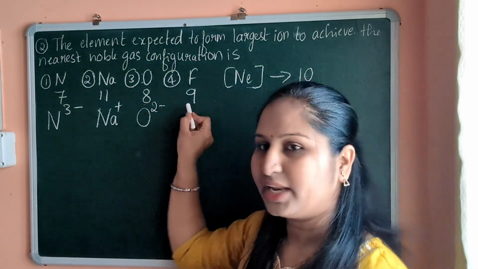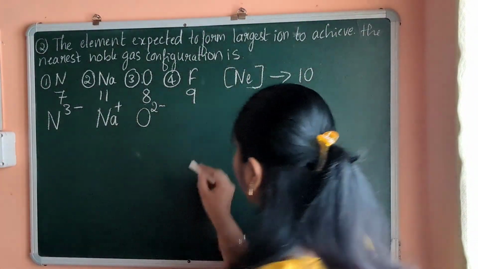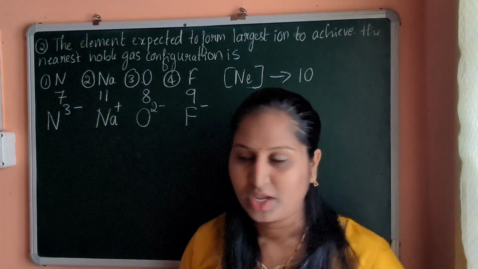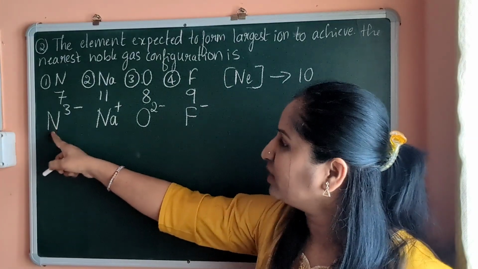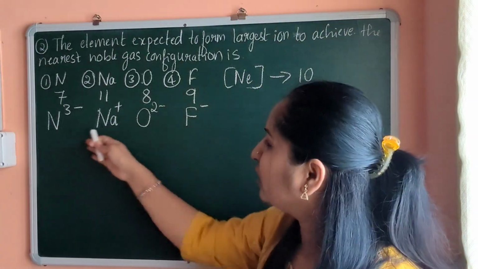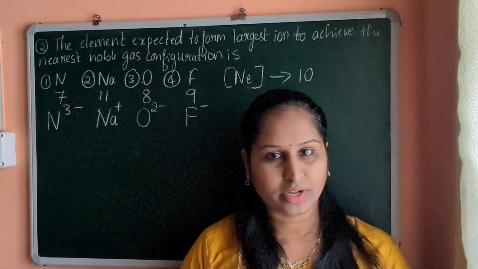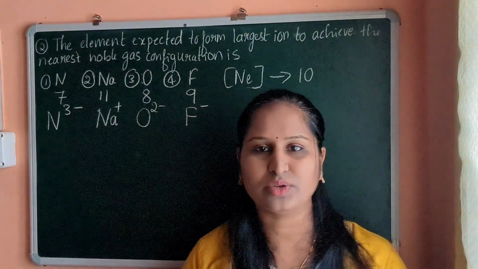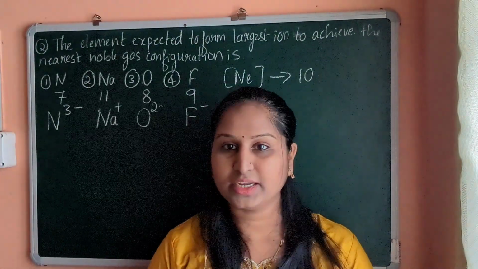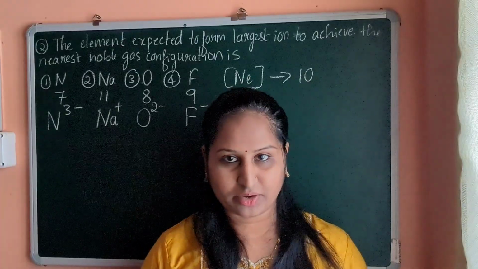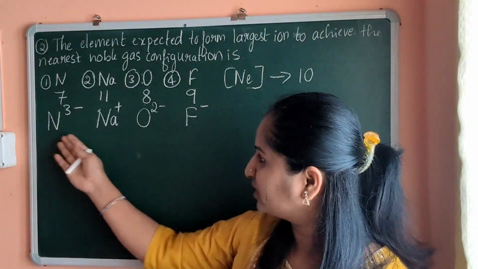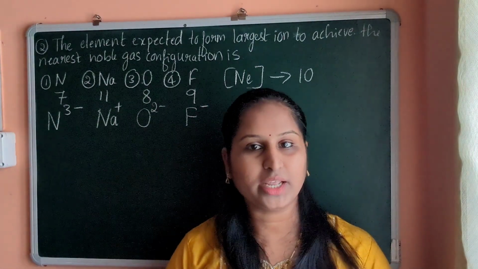And fluorine has 9 electrons. Upon obtaining an electron, it is going to have F- charge, -1 charge. And if you look properly here, all these ions, the cations or the negative ions, are isoelectronic species. What is the meaning of isoelectronic species? The elements or the ions or the molecules that contain the same number of electrons are called isoelectronic species. If you look at all these ions, all have 10 electrons.